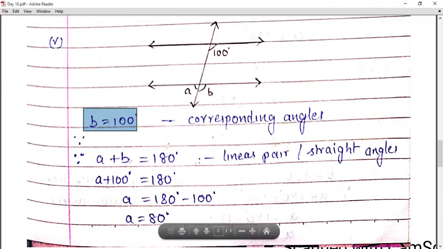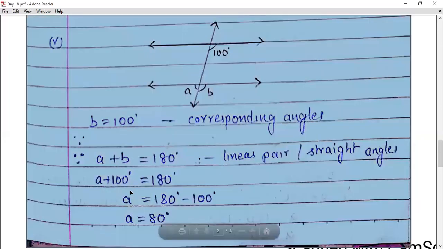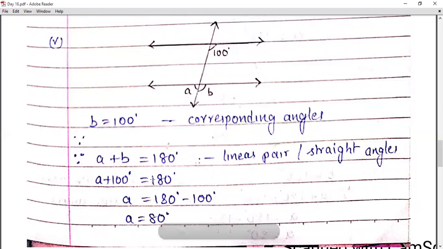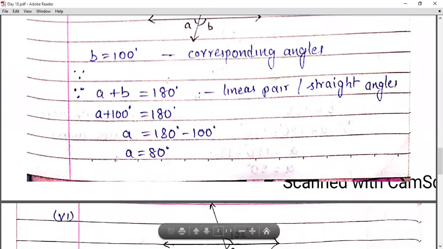So angle A plus angle B is equals to 180 degree. Substituting the value of B as 100, A plus 100 is equals to 180 degree. Transferring 100 to the other side will change its sign and you will get A is equals to 80 degree.